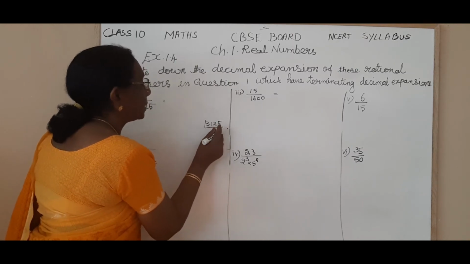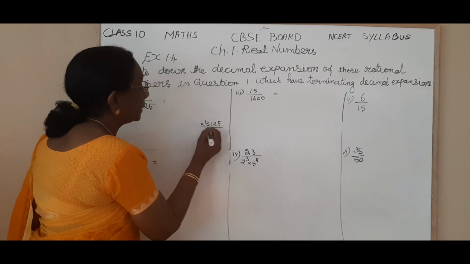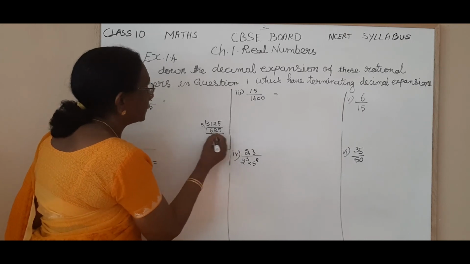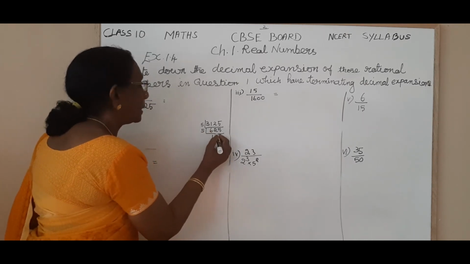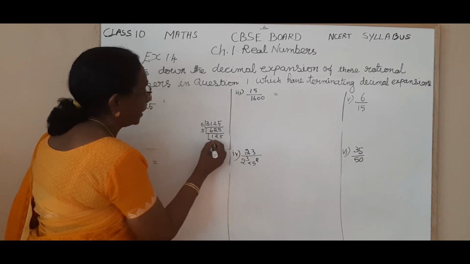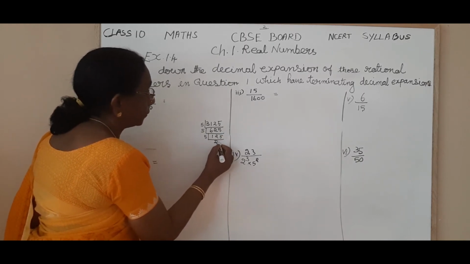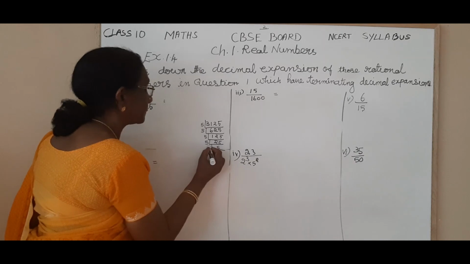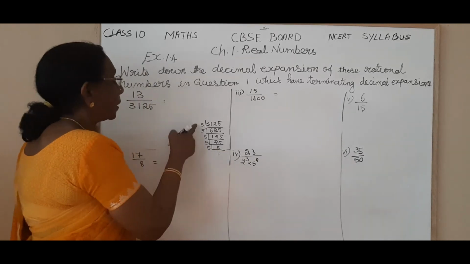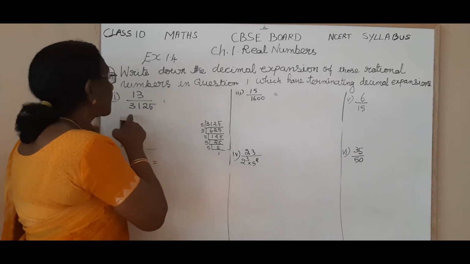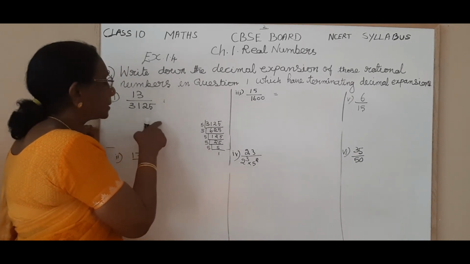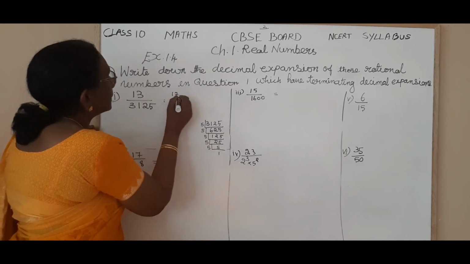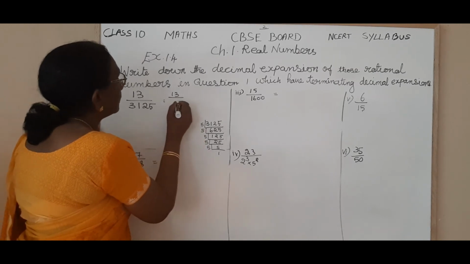What do you get? It is divisible by 5. So write 5. 5 6s are 30, 2 5s are 10, 5 5s are 25. Again it is divisible by 5. So 1, 2, 5. And again divisible by 5, 5 5s are 25, 5. Again it is divisible by 5, 5 5s are 5 and 1. So 1, 2, 3, 4, 5. So 3125 is equal to what? 5 to the power 5. Now you write the denominator as a power of 5.